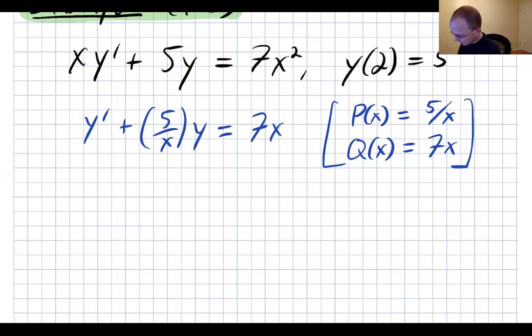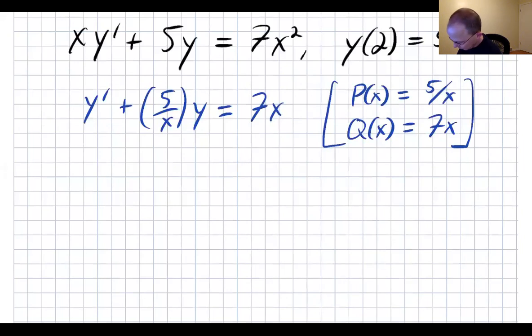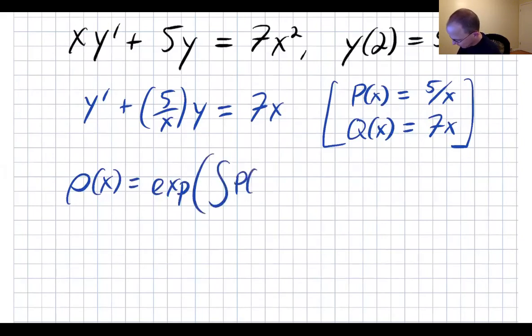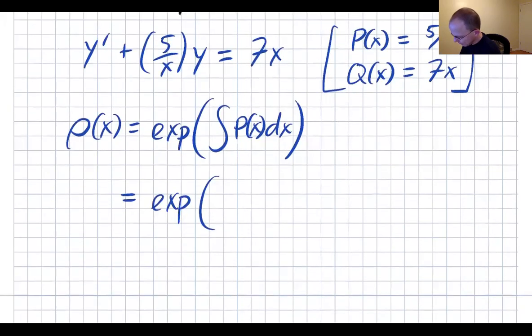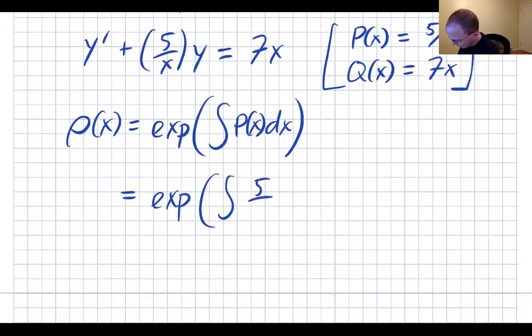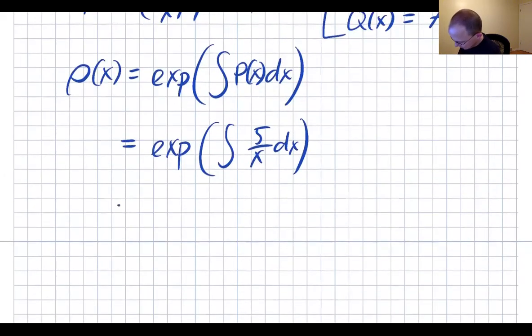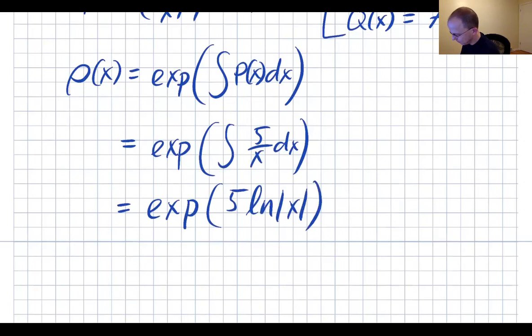Okay, so let's go ahead and now compute rho. So we know the formula for rho of x. It's the exponential of the integral of p of x dx. And we're going to get the exponential of the integral of 5 over x dx. So that gives us the exponential of 5 times the natural log of the absolute value of x. Okay.